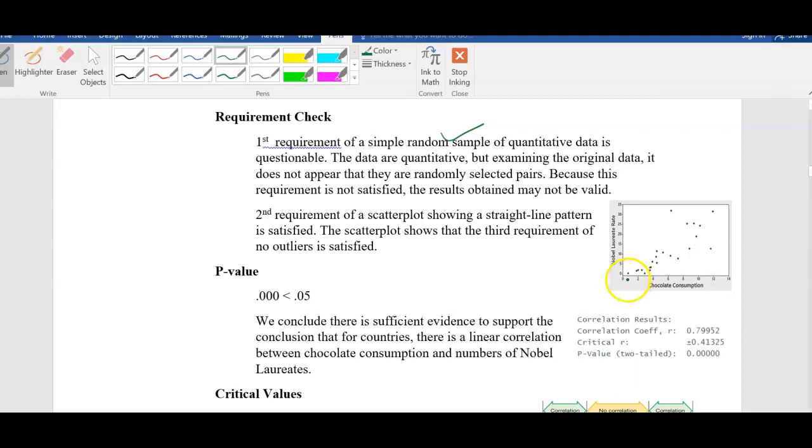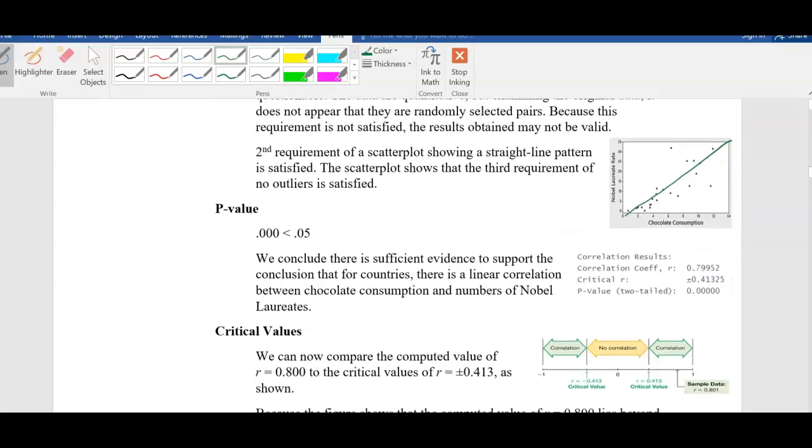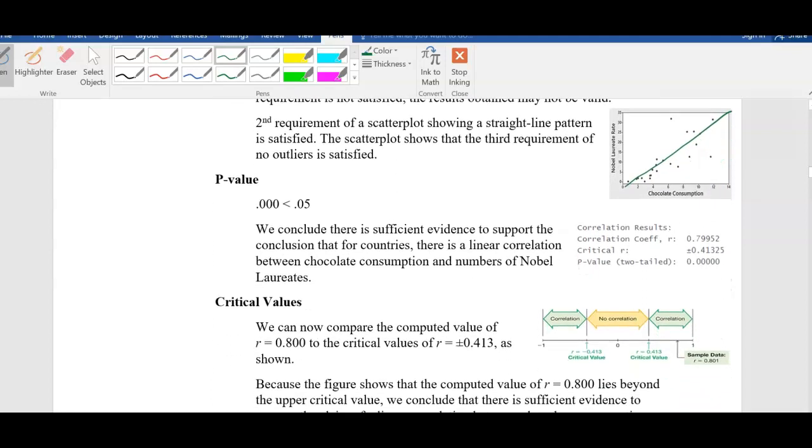It has a rough linear shape. Like right there, there's a rough linear shape. It is positive. There's some that are really far away, but it's not terrible. So now when we type this into StatDisk, we're going to get a correlation of 0.7995. Look at our p-value. Our p-value is 0. Since our p is low, we have to reject the claim that there is no linear correlation, so we're going to assume there is a linear correlation.